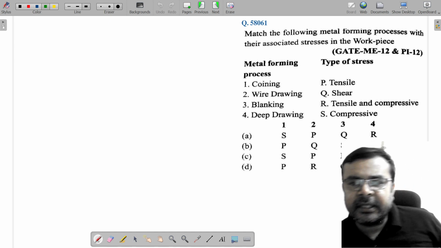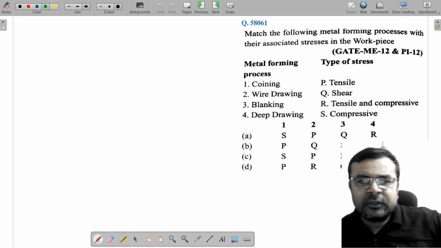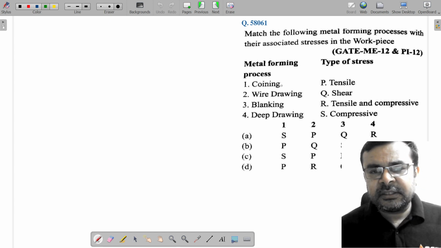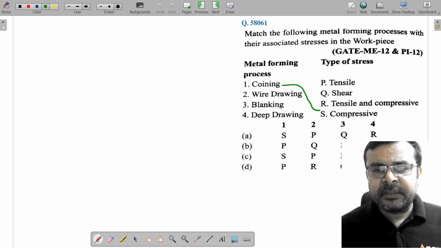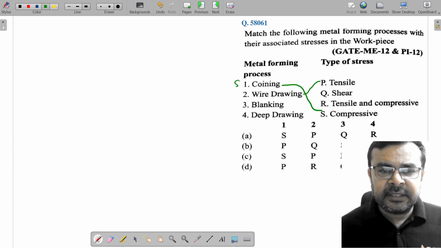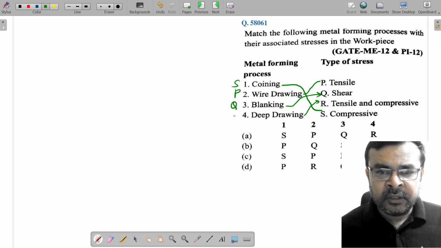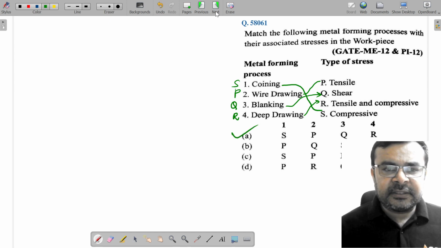Match the following metal forming process with their associated stress in the workpiece. If I talk about the coining process, this is mainly used in the minting industry. In this we apply compressive force. Wire drawing, in this we apply tensile force. So this is S, this is T. And if I talk about blanking, then obviously here we apply shearing stress. So this is Q. And in deep drawing, we apply both tension and compression, R. So SPQR. So option A is the right answer.